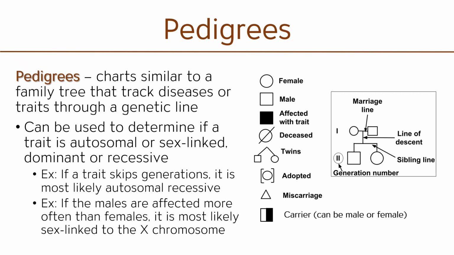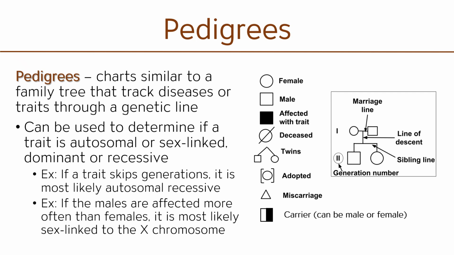Now, when we talk about tracking a trait or a disorder, we now start to fill in the shapes. So often if a shape is filled in, whether it's a circle or a square, that is saying that this person is affected with the trait or the disease or the disorder.